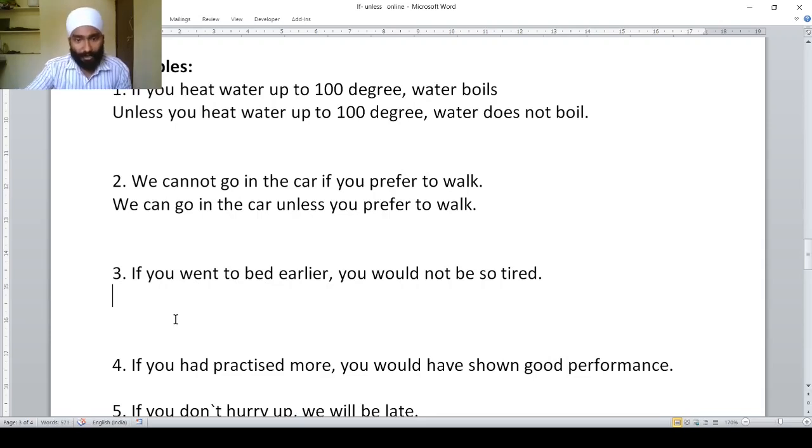If you went to bed earlier, you would not be so tired. This sentence is the combination of simple past tense and conditional. This is an untrue condition. If you went to bed earlier, you would not be so tired, but you became tired because you did not go to bed earlier. In this sentence, we are going to use unless.